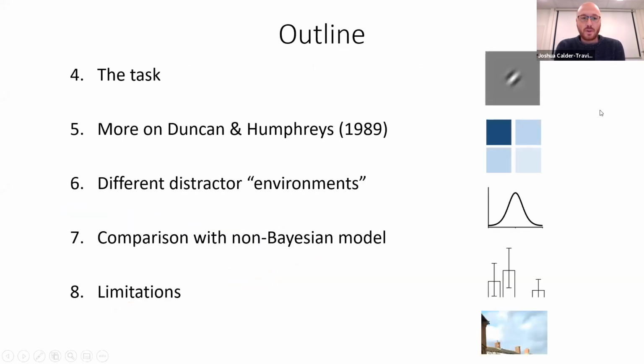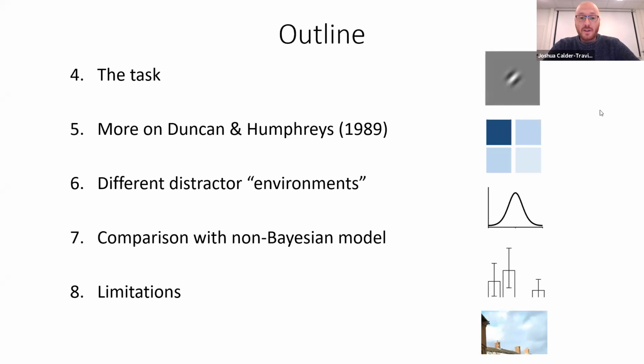First, we'll have a look at the task that Weiji and I used, and then we'll look at the specific ways in which this study helps us build on the results that Andrea has discussed. We'll go into the patterns identified by Duncan and Humphreys in a bit more detail. We'll also be looking at the effects of changing the statistics of the distribution from which distractors are drawn. We call these different distractor environments. I'll talk more about those in a minute.